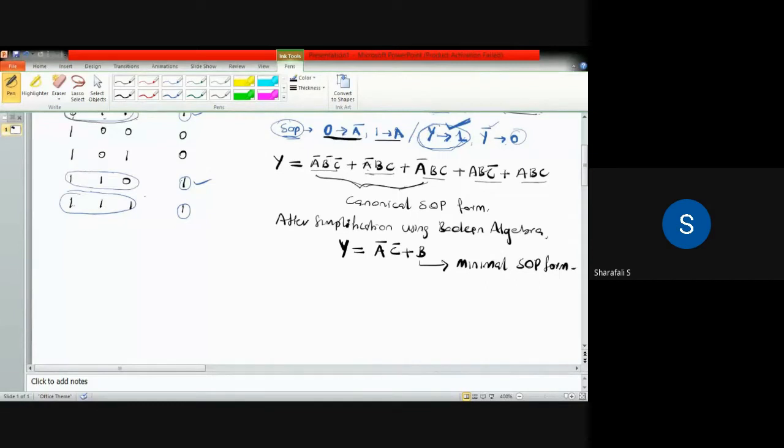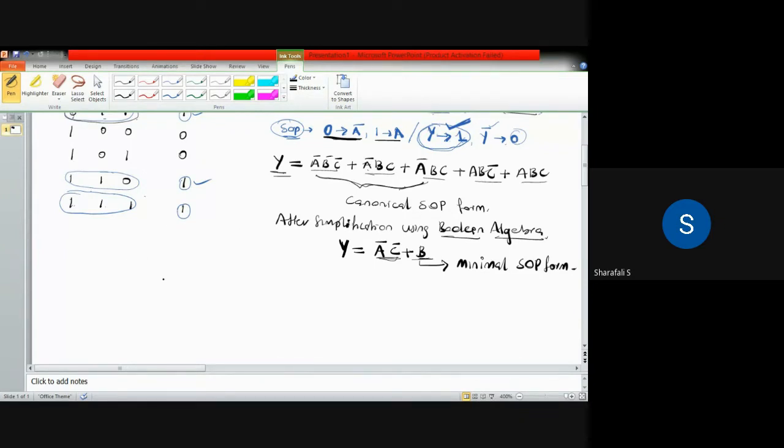Why is it called minimal SOP form? Because there are not as many terms as compared to the canonical SOP form. This is the simplified form. You can see this term contains only two variables, and this term contains only one variable. So it is the simplified form of the same expression as we represented in canonical SOP. So this is after simplification using Boolean algebra. We will try to do the same using the K-map, so let us check whether it is right or wrong.